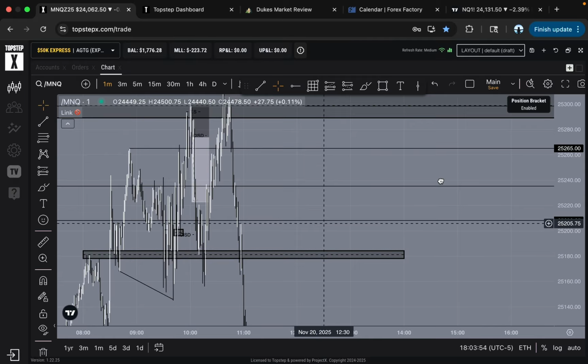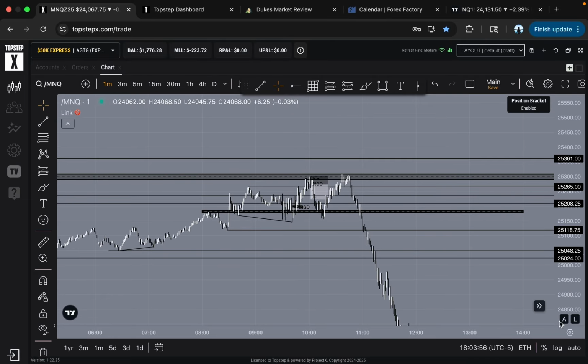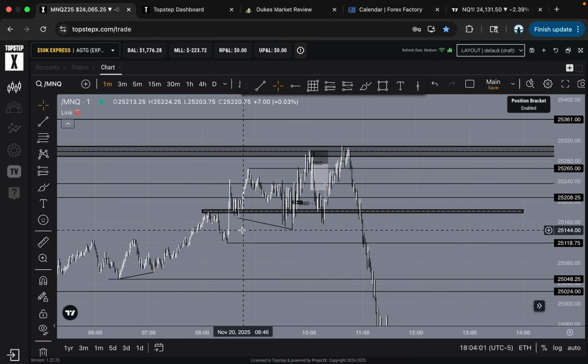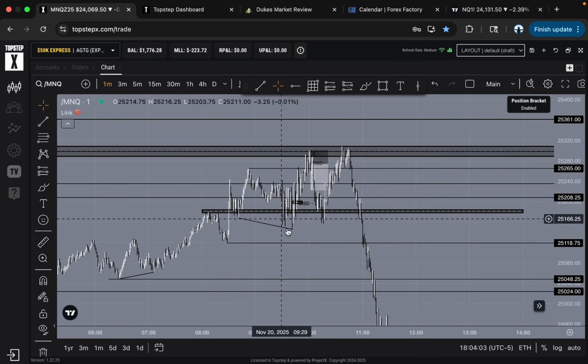But this is, as I said, the market maker model is fractal. This is a nice little market maker model as well. Look how we take out sell side, boom. I mean, guys, it's really repetitive. That's what I was saying.